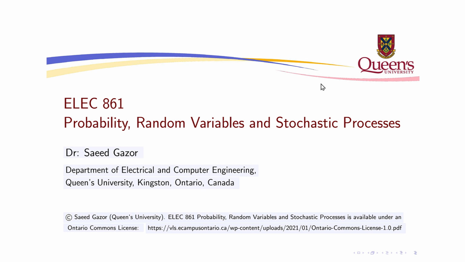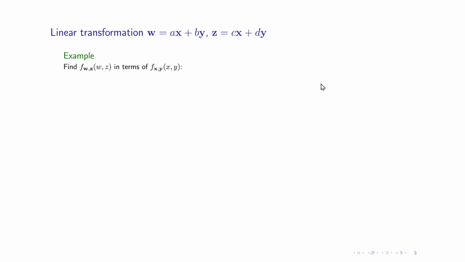Let us have some examples. So the first example is a linear transformation. Suppose that W is defined by this linear combination and Z by this one. And we want to find the joint PDF of W and Z in terms of the joint PDF of X and Y.